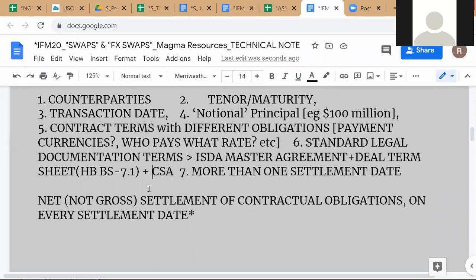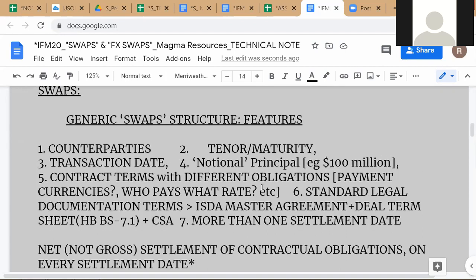You can read about this on your own, though it's not so important. What is important is that there's standardized legal documentation, because there's a massive amount of volume in these transactions. People don't have the time to separately negotiate every deal, so they just write the deal term sheet and rely on the master agreement.